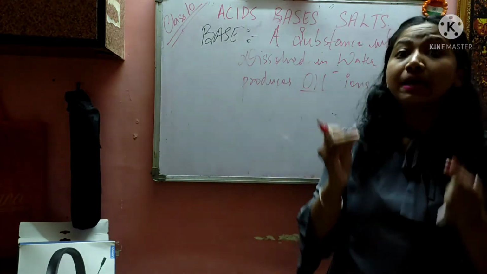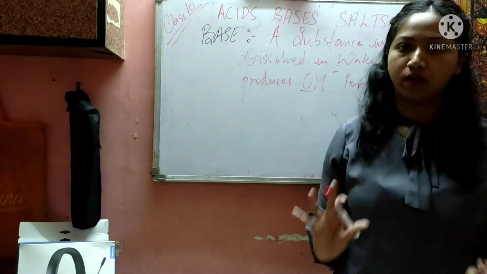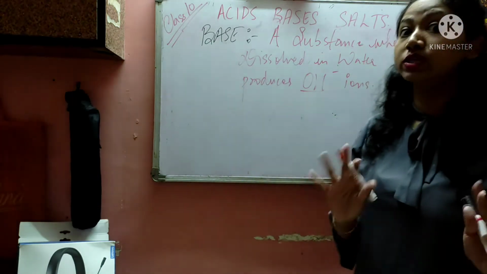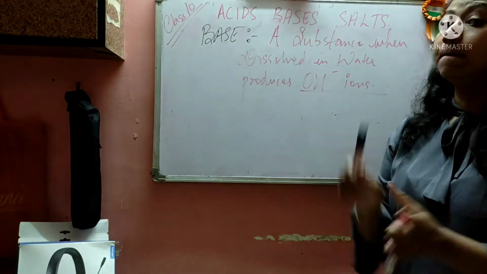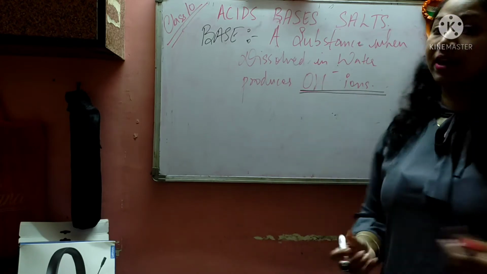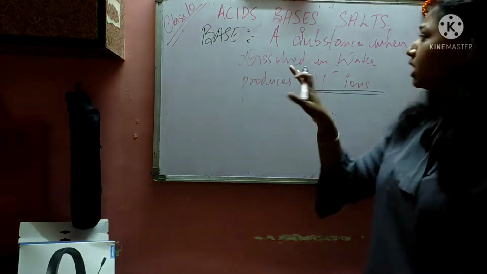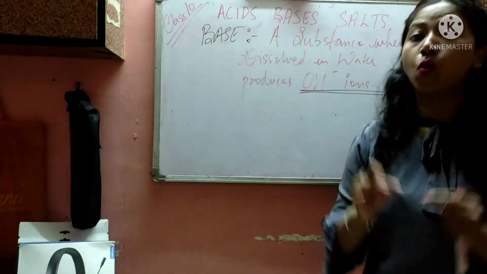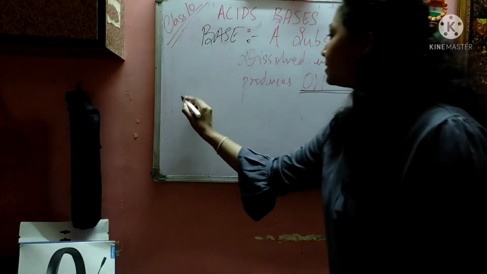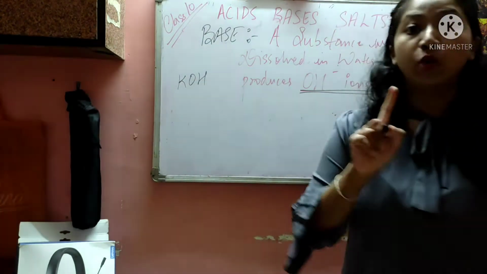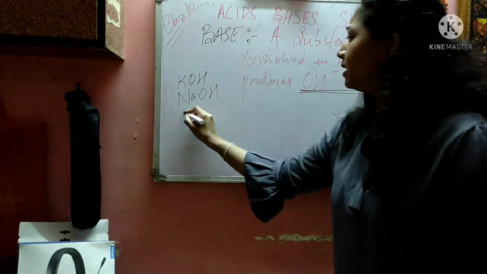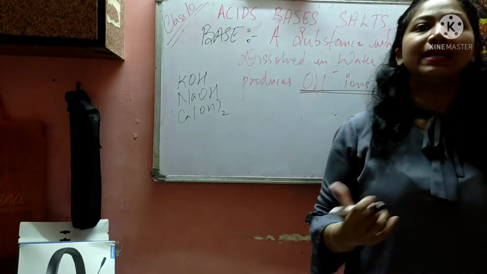Likewise in base, if a substance after dissolving in water produces OH minus ions, it is a base. Base means always OH minus ions. So what is base? A substance which when dissolved in water produces OH minus ions. Now let's see examples of base: potassium hydroxide, sodium hydroxide, calcium hydroxide. These are examples of bases.